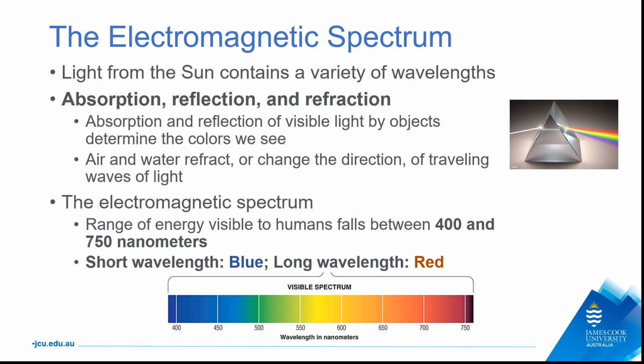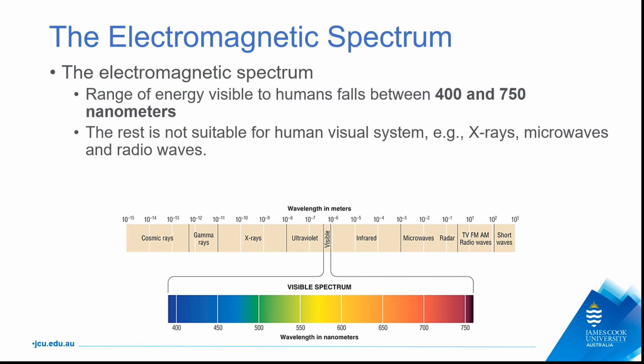The shorter wavelengths, right, from 400 to about 450. The long wavelengths will be red, right? So that's roughly 700 to 750. So when it's dusk, when the sun is setting, we are seeing a lot of red colors, right, long wavelengths. EM spectrum continued. So as said, the range of energy visible to humans falls between 400 and 450 nanometers.